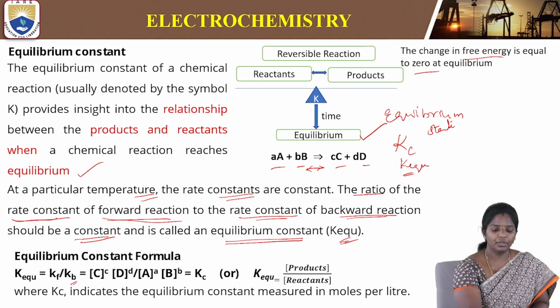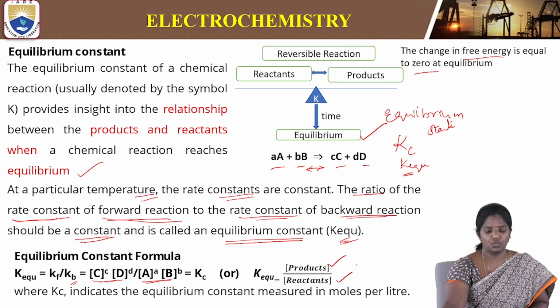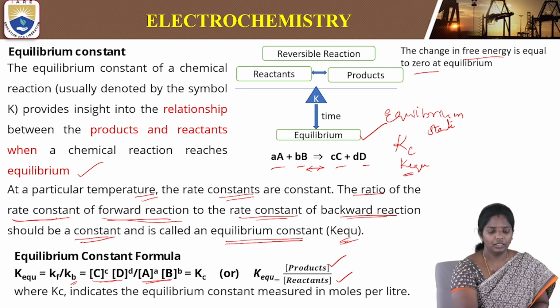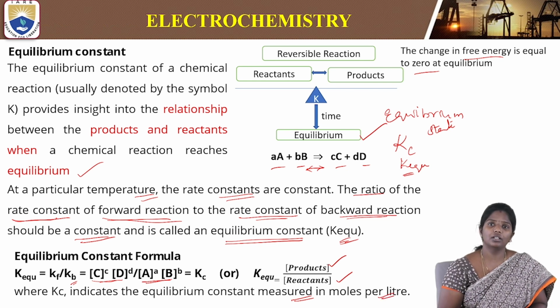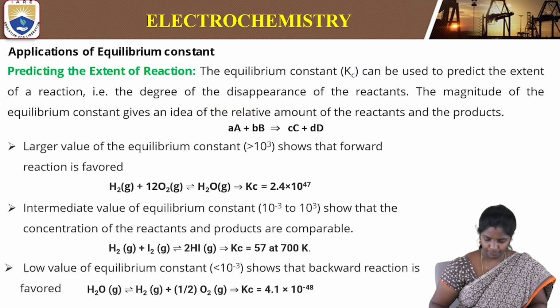This is replaced by the activity of these reactants or products. So this is the product and reactant with its coefficients given. It is nothing but the products and the reactants in a ratio. The equilibrium constant is measured in moles per liter.